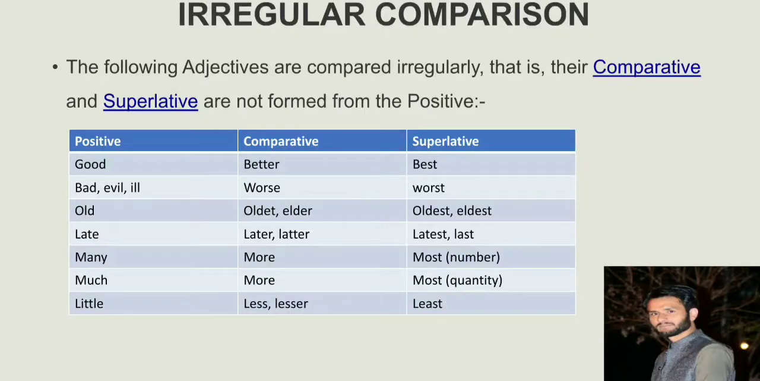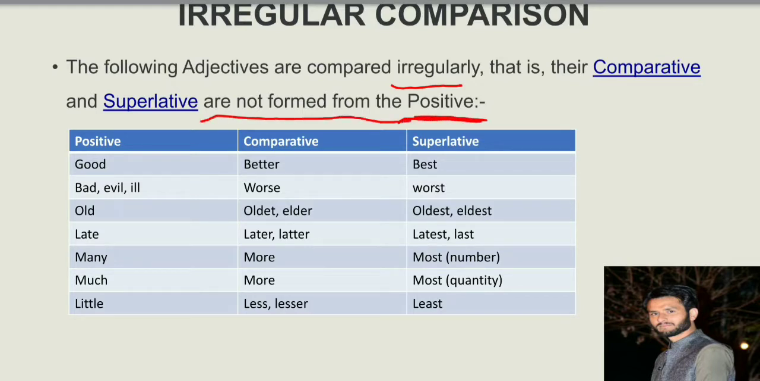So in this video, we are going to discuss the rest of the formations. First of all, we have the irregular comparison. The following adjectives are compared irregularly. That is, their comparative and superlative are not formed from the positive.